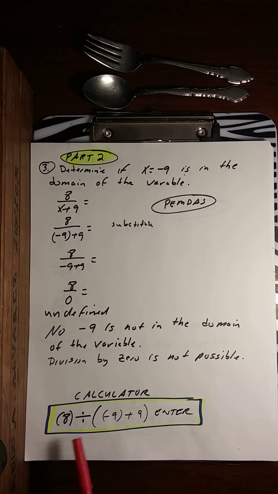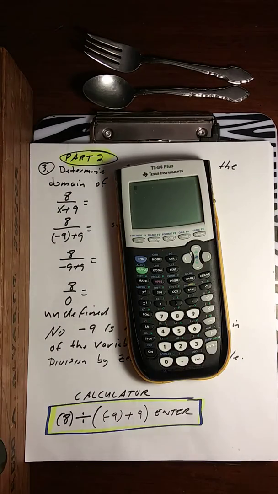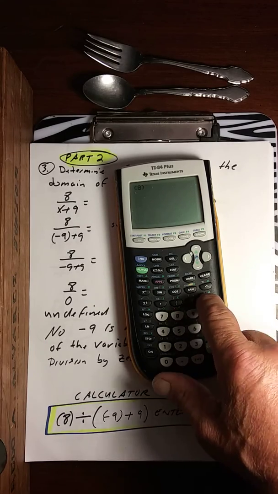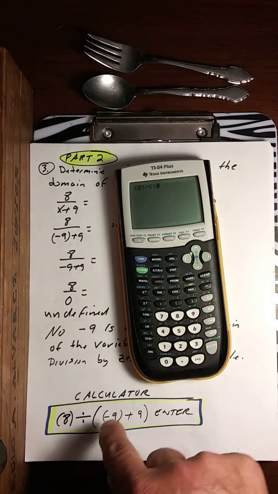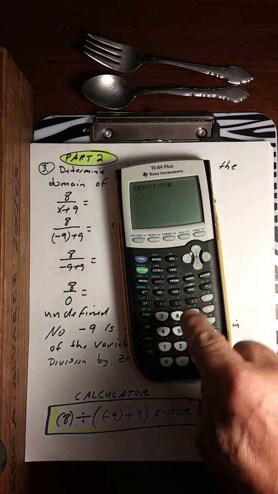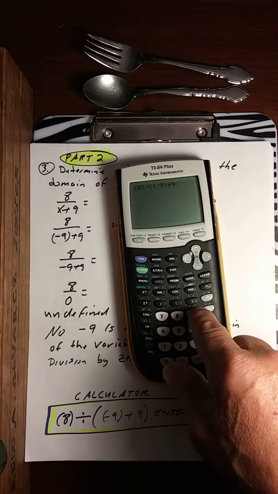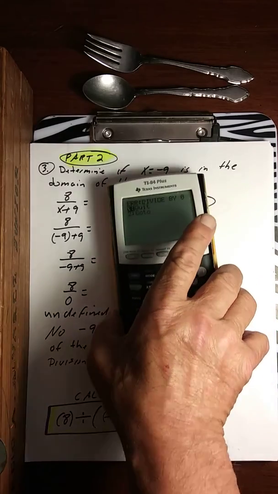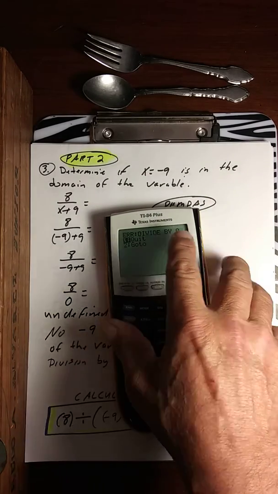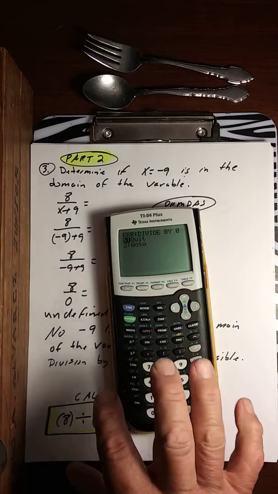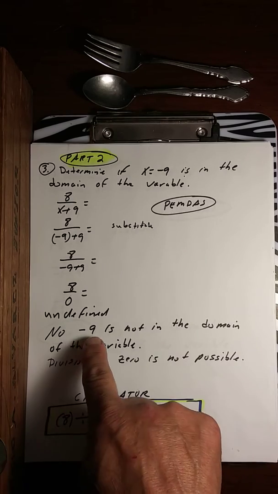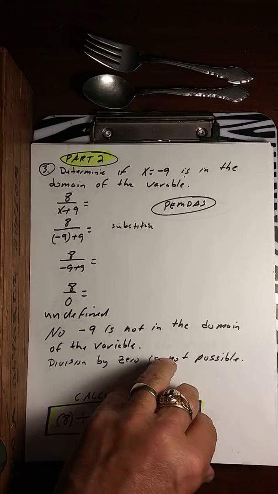Okay, let's do that in the calculator. The calculator tells us the same answer. Okay, so let's go back over here. And let's see. Parentheses 8, divided by, parentheses, another parentheses, negative 9 plus 9, and then close it. Okay, so when we get that, what answer do we get? It tells us division by 0 is not possible. Quit, error, it's undefined. So that's exactly what we got. So no, -9 is not in the domain of the variable. Part 2 is done.